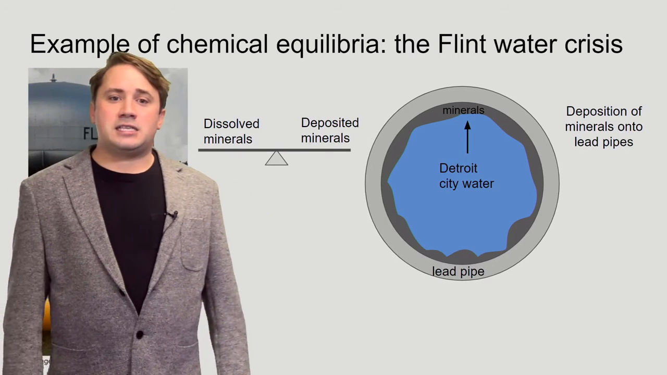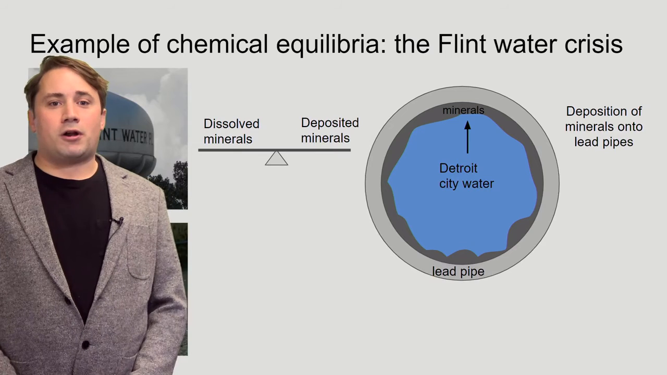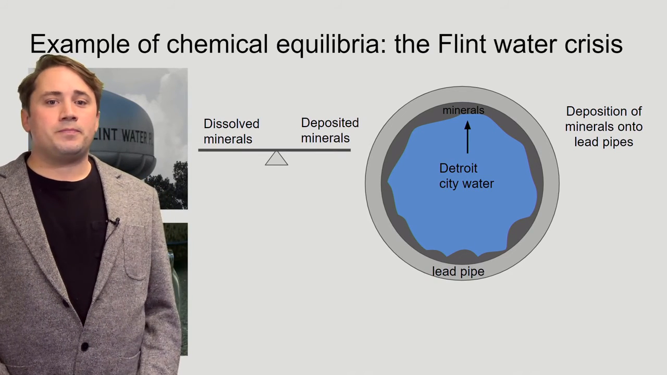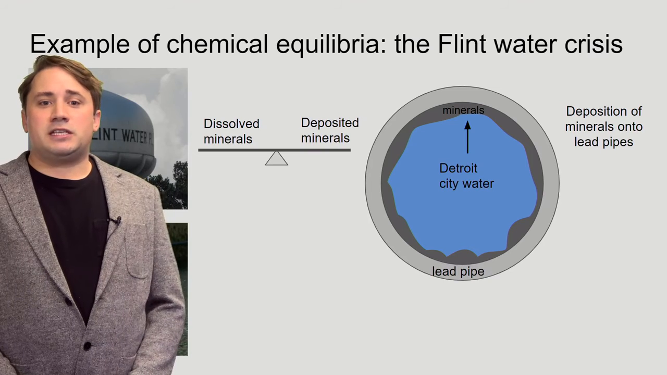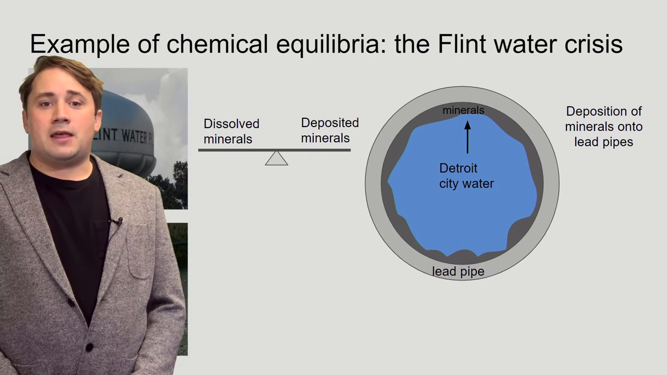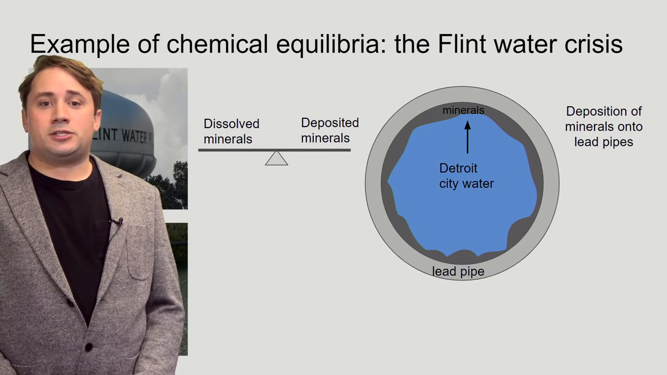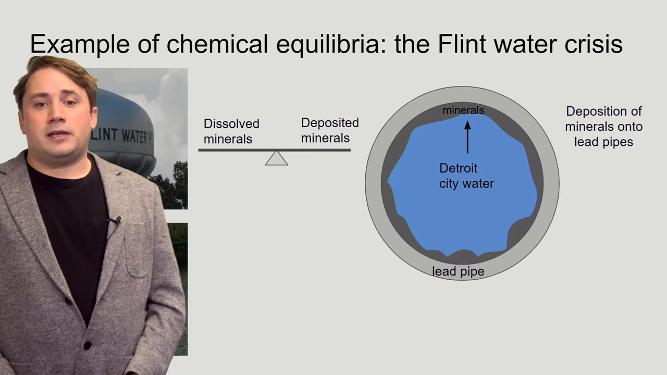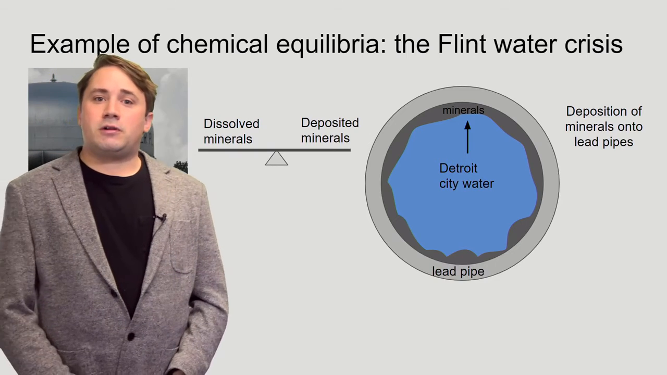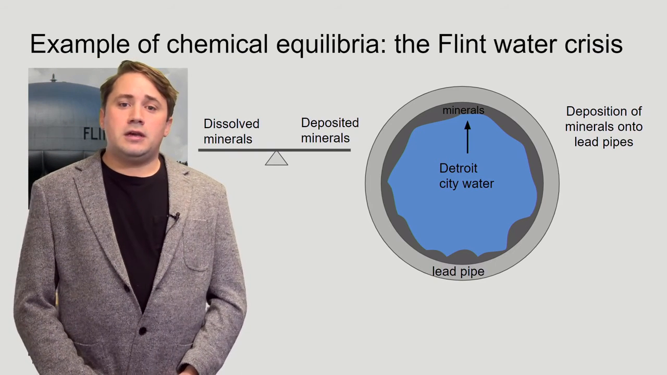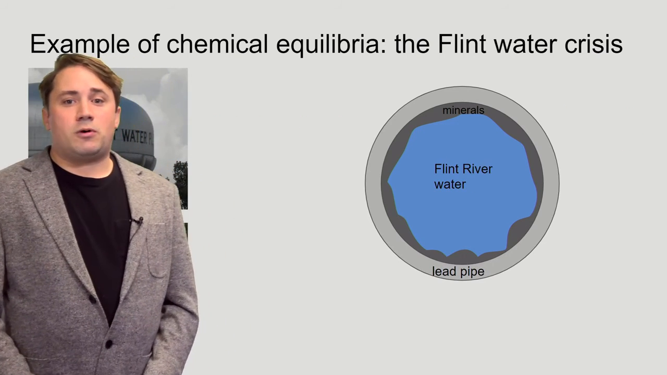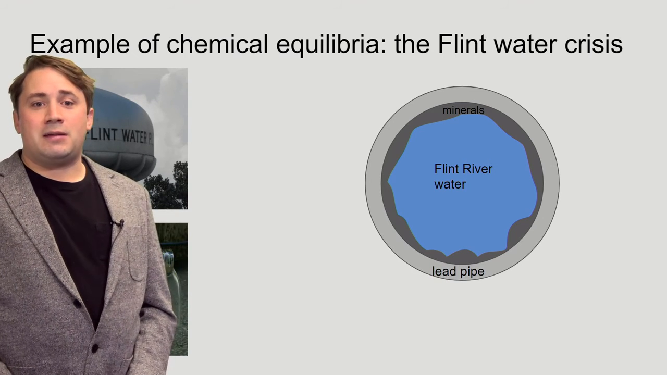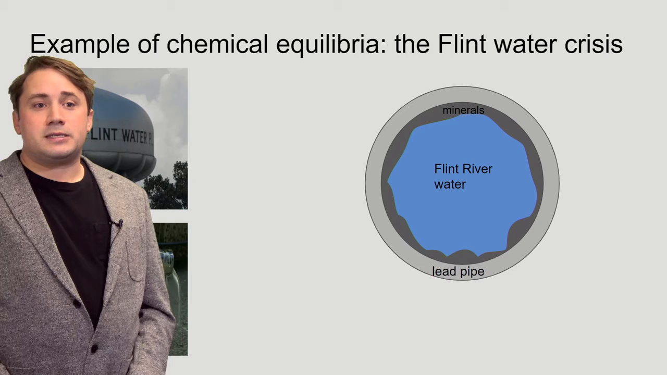And this crust acts as a protective barrier between water and these lead pipes that prevents the transmission of lead into the water supply. Flint initially received its water from the city of Detroit, and the people in Detroit did manage the chemistry of the water to promote the formation of these crusts on the insides of pipes. But in 2014, as a cost-saving measure, the city of Flint changed its water supply to the Flint River, but they did not adequately modify the chemistry to keep these crusts in place.